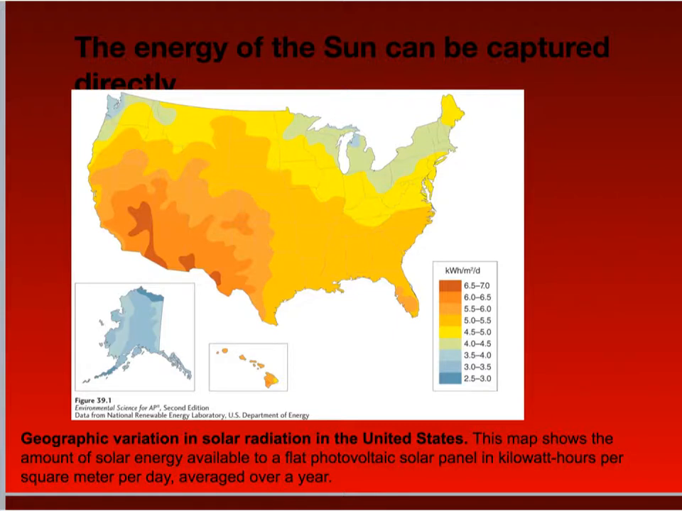So the average amount of solar energy available varies geographically, as you can see in this figure. The average daily solar radiation in the continental U.S. ranges from 3 kilowatt hours of energy per square meter in the Pacific Northwest to about 7 kilowatt hours per square meter in some parts of the Southwest.